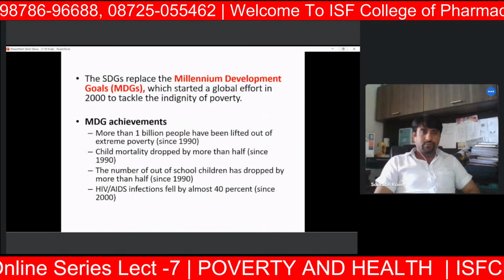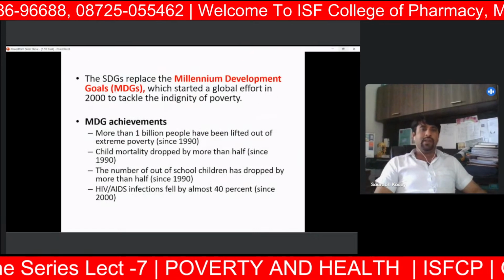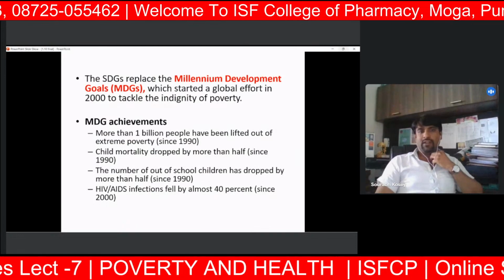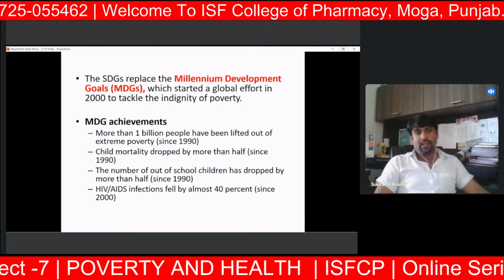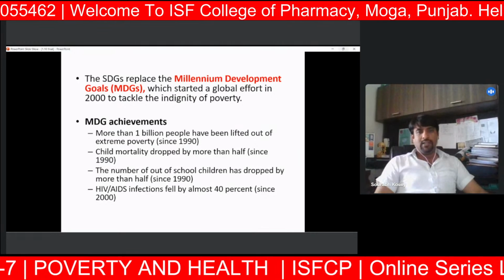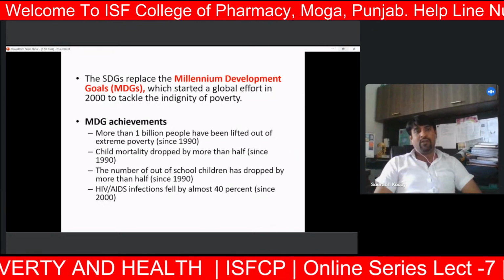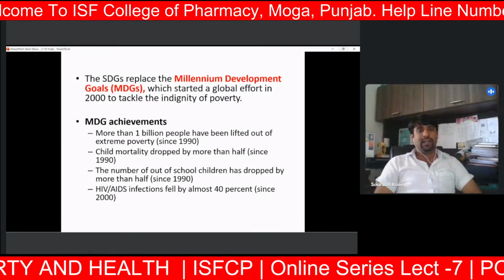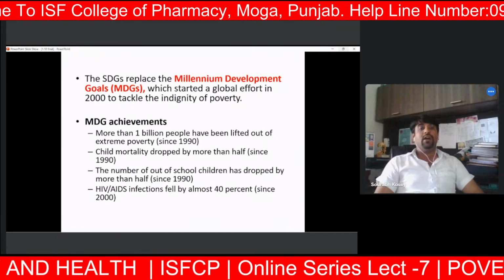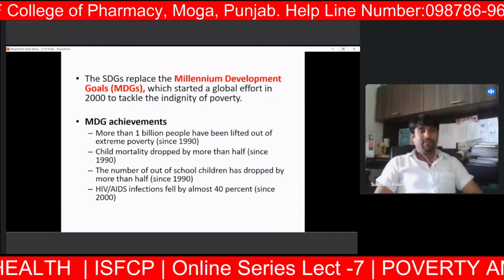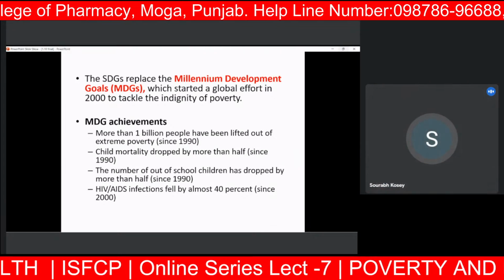So, the Sustainable Development Goals have to replace the Millennium Development Goals, which started a global effort in 2000 to tackle the indignity of poverty. More than 1 billion people have been lifted out of extreme poverty since 1990. The child mortality rate has dropped by more than half since 1990. The number of out-of-school children has dropped by more than half, and HIV/AIDS infections fell by almost 40%.